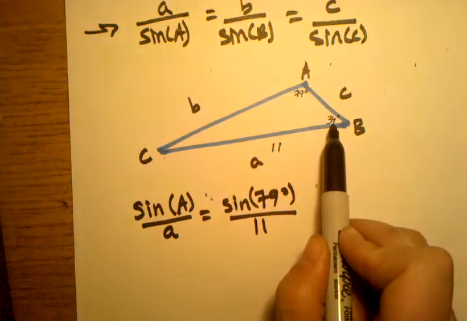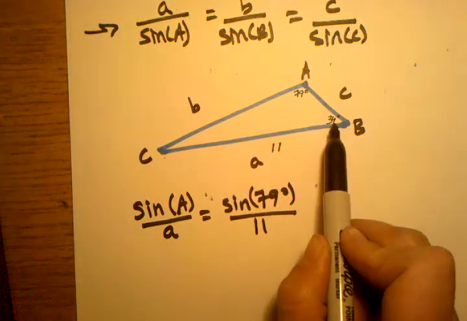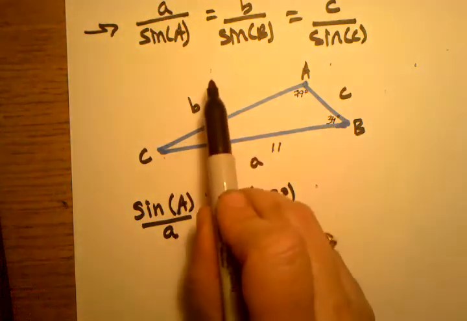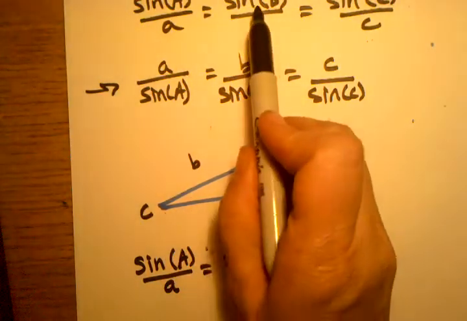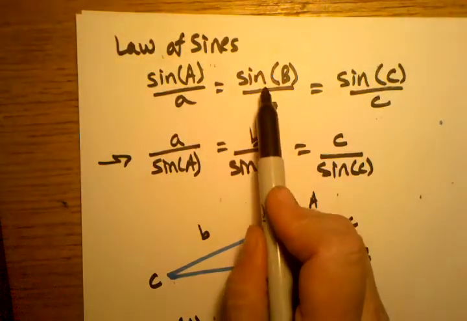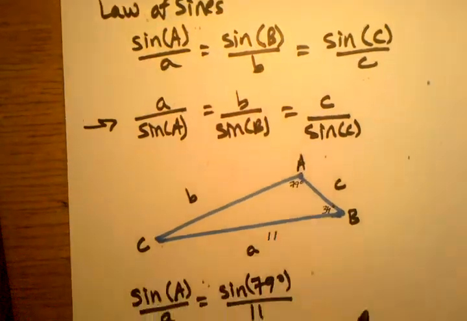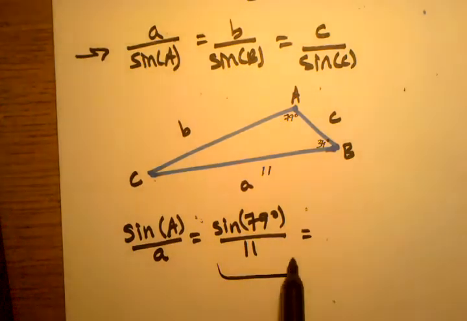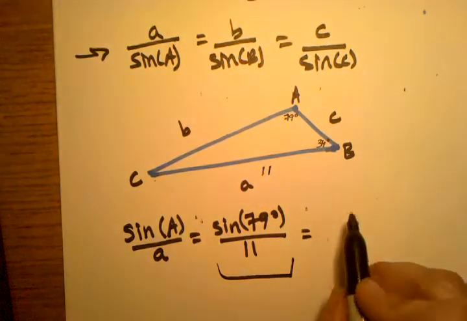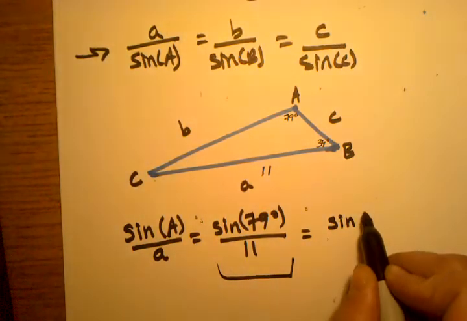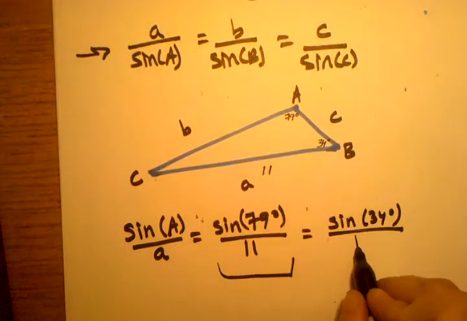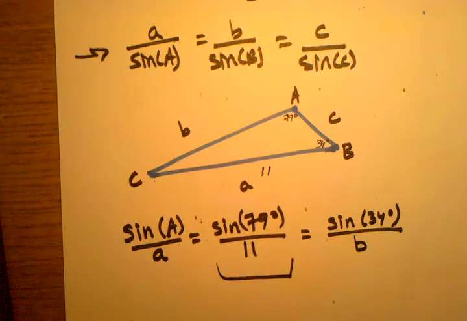Now, I have another measurement here. I need to form another ratio. Since the measurement pertains to one of my B letters, I'm going to use one of these B ratios. And I like to use the angle on top. So I'm going to say that this ratio equals sine of 34 degrees over side B. That's the missing information in my ratios.